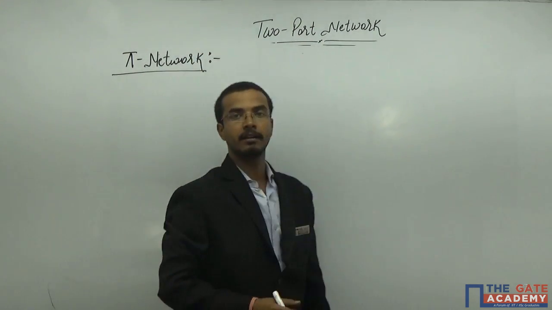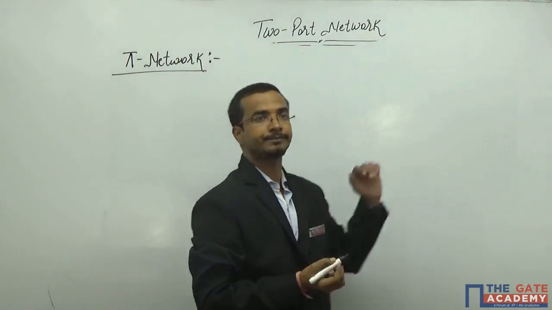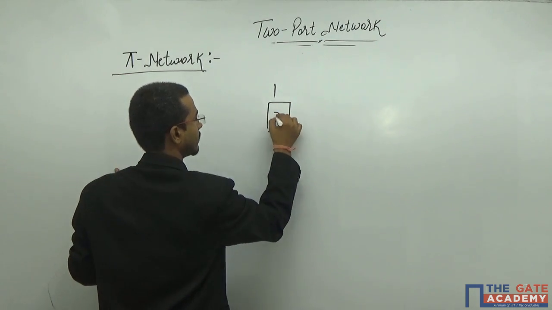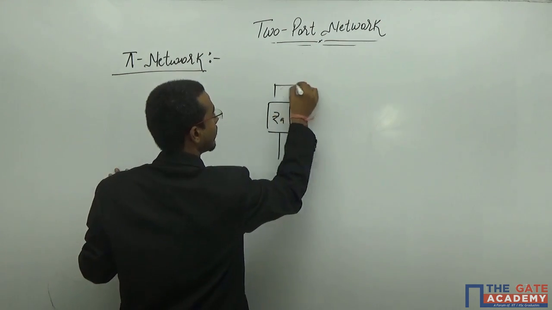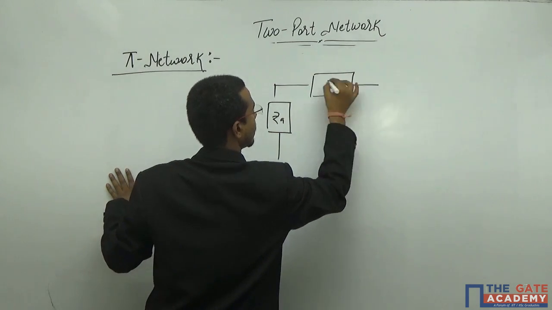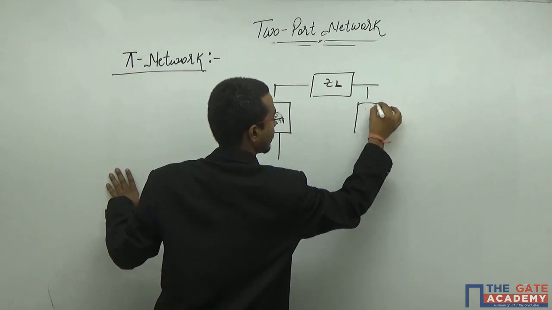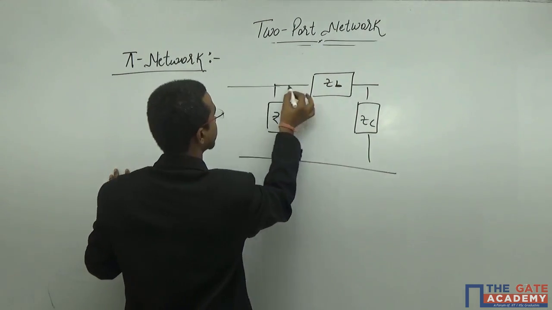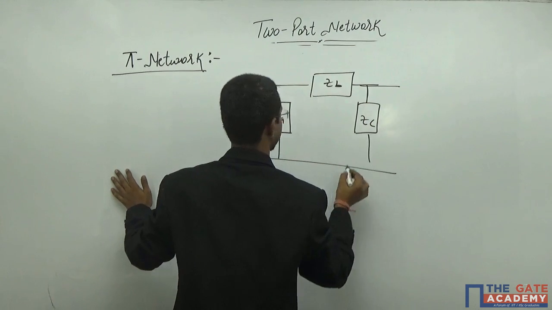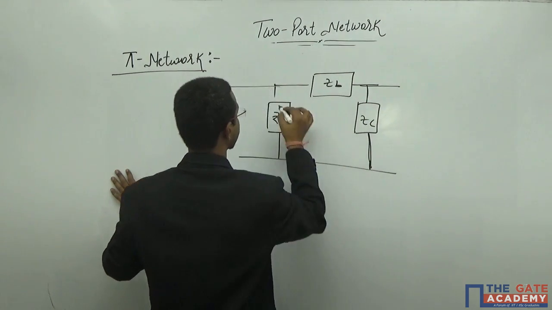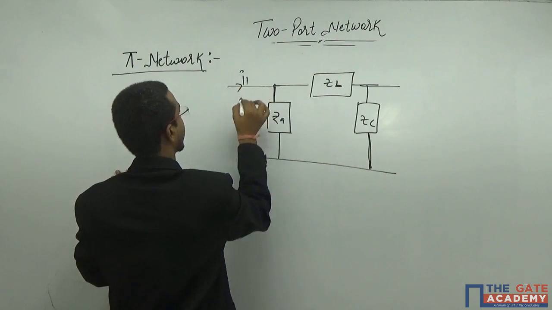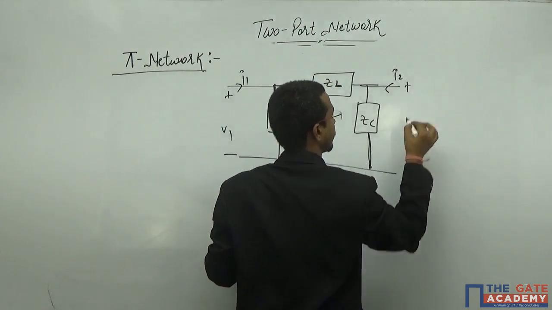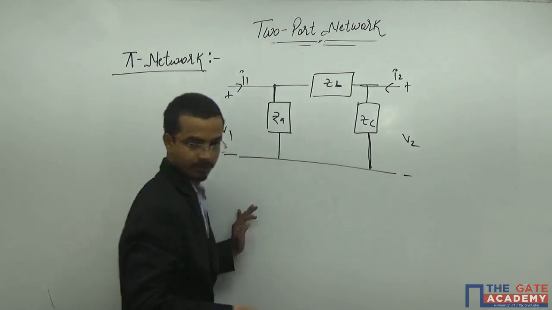My next standard circuit is the pi network, and the pi network is this: ZA, ZB, ZC. And here again my current is I1 and the voltage is V1, and the current is I2 and the voltage is V2 on this side.